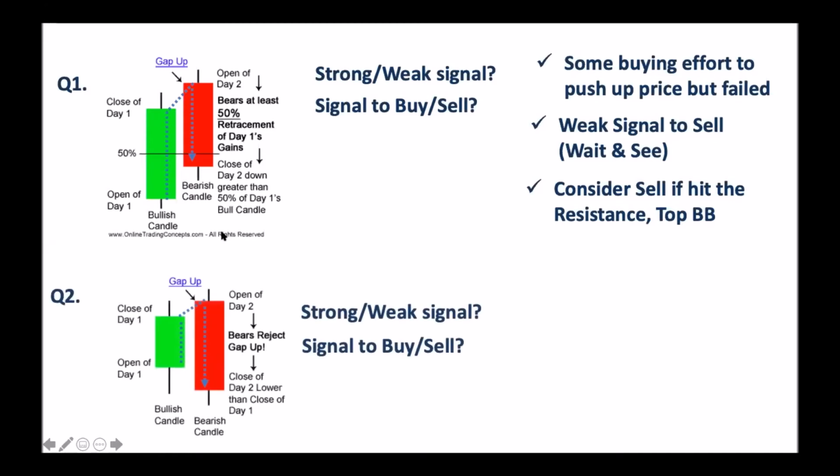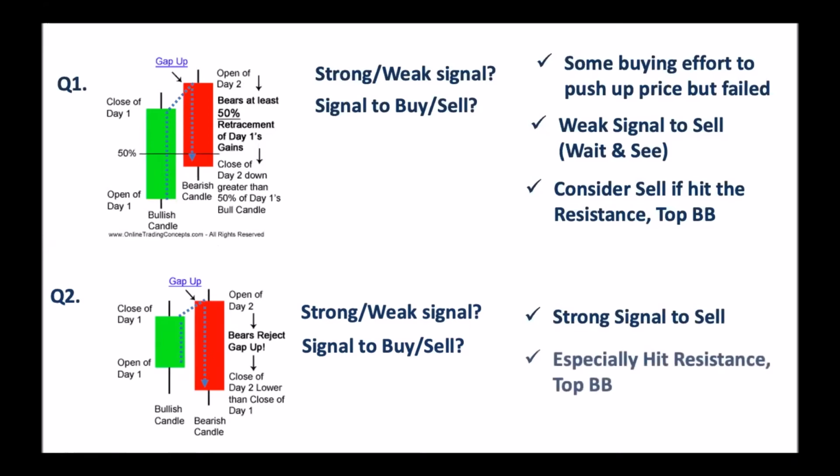Second, the price starts at the lower, going up, and the next morning there is a gap up, and it goes down longer than the first day. So the bear rejects the gap up, and it's going down very strong. So is it a strong or weak signal, a signal to buy or sell? Actually it's a strong signal to sell, especially when it hits the resistance or the price at the top Bollinger Band. It's time to run.